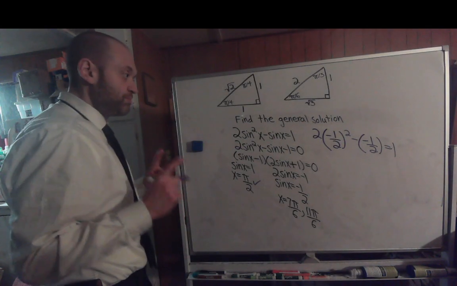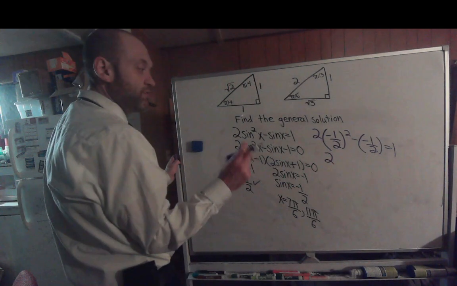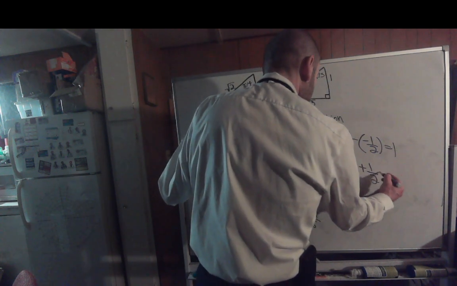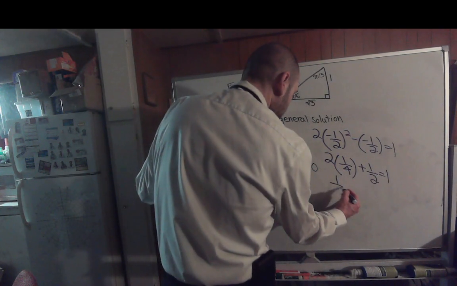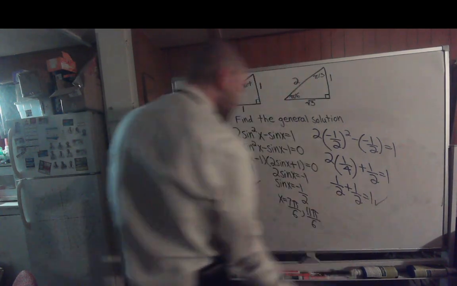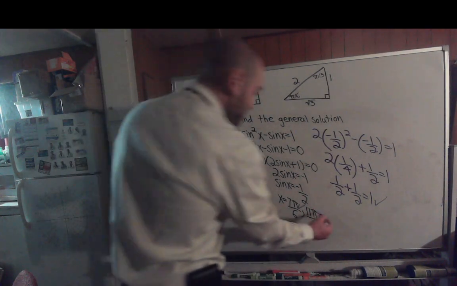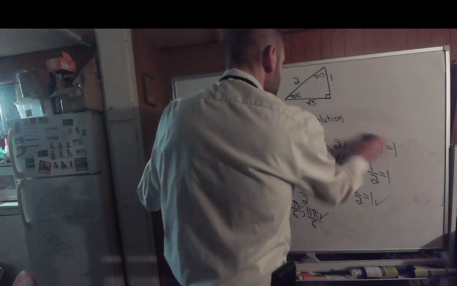Okay, now, what is 2 times, let's see, what is negative 1/2 squared? Well, that'd be 1/4 minus negative 1/2, that's plus 1/2, equal to 1. 2 times 1/4 is 1/2. 1/2 plus 1/2 definitely equals 1. So 7 pi over 6 works, and you would get the same result with 11 pi over 6. So all three solutions check out.